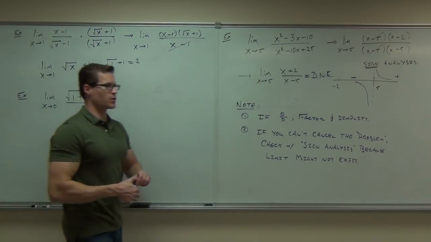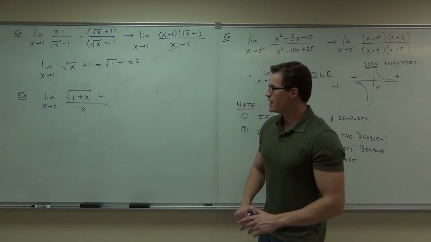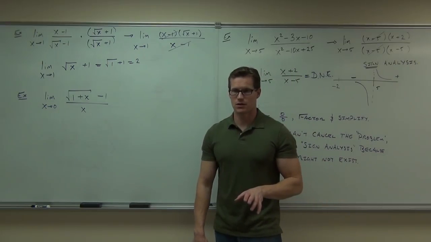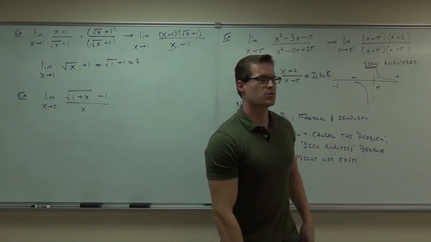So limit as x approaches 0 of the square root of 1 plus x, minus 1, over x. Are you going to have an issue here? Yeah, I mean, straight up we're going to 0, and that's over 0. That's a problem. So what could you possibly do?